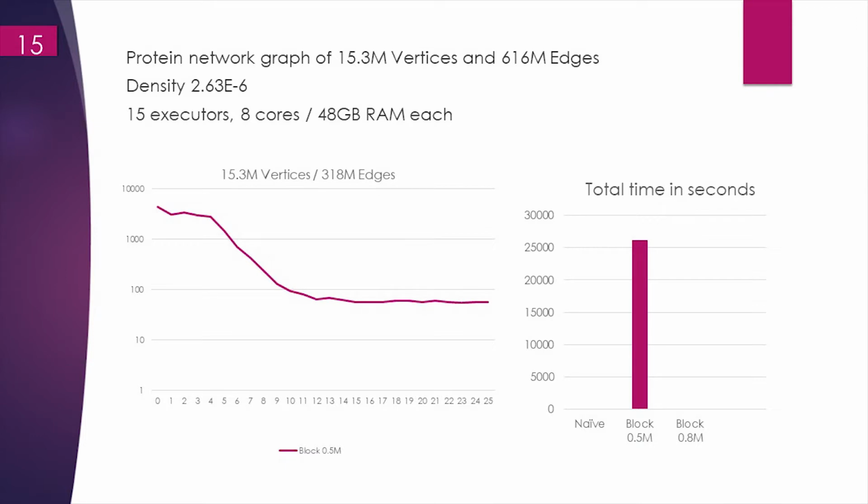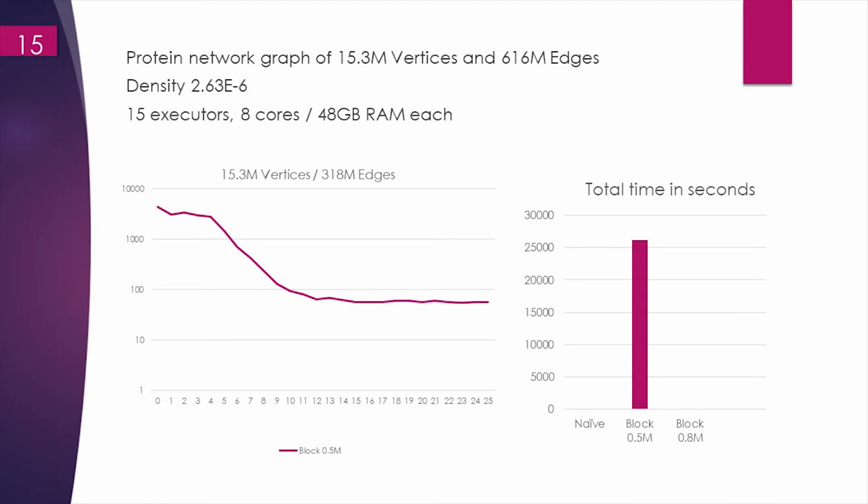Now, again, we are creating a more dense graph this time using the same proteins, but we increase the sensitivity, which means now more connections are going to be captured that before were pruned because they were too weak. So now we got, again, 15.3 million vertices and 616 million edges. Density goes up to 2.63.